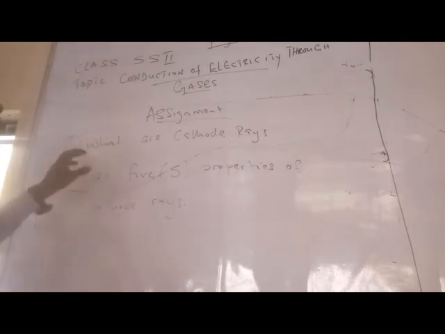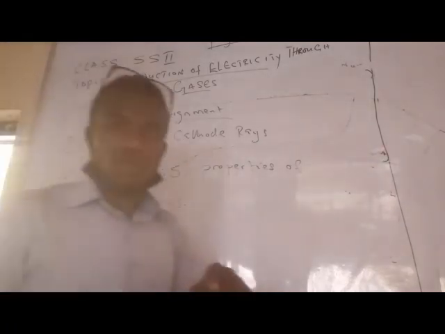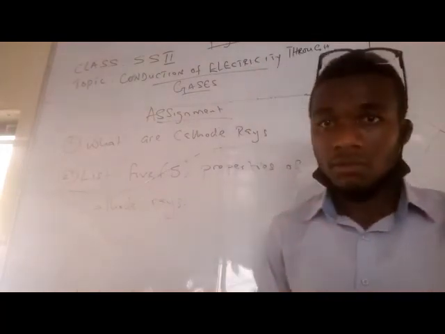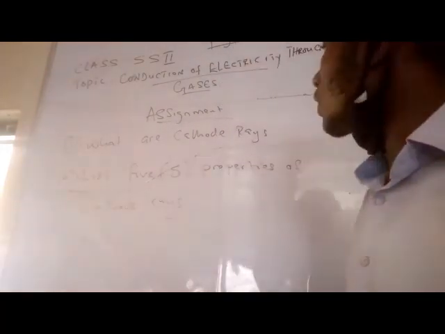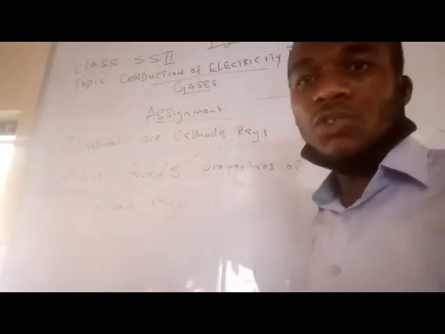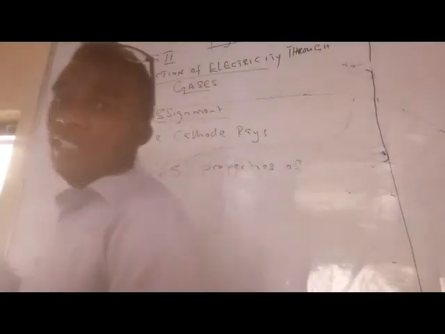For your assignments, this is what you will do for me. What are cathode rays? You define what cathode rays are. Secondly, list 5 properties of cathode rays.